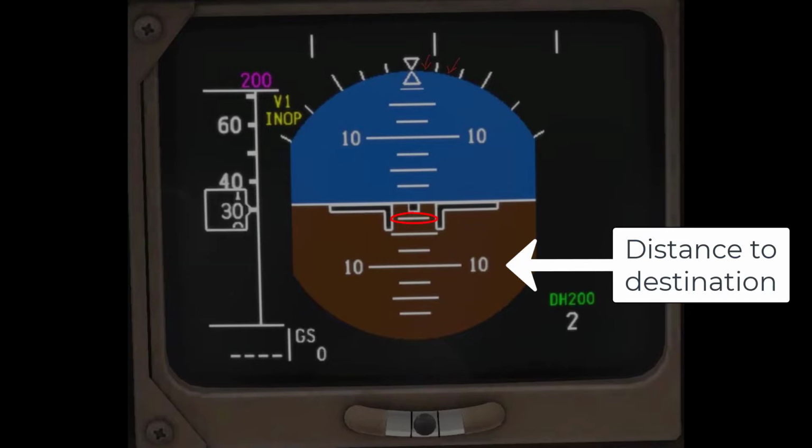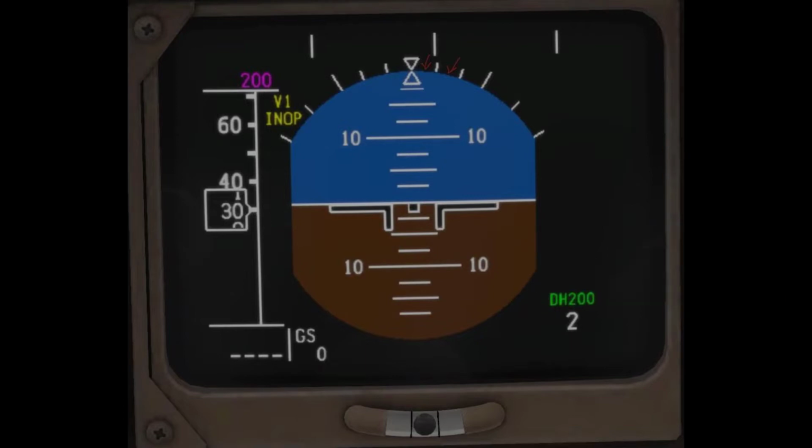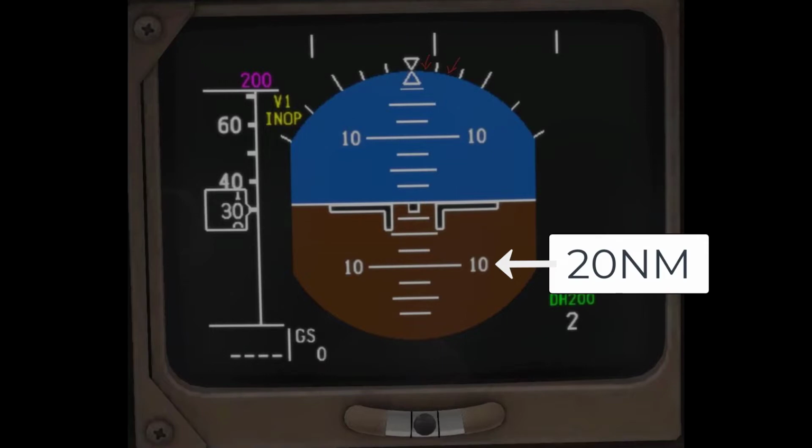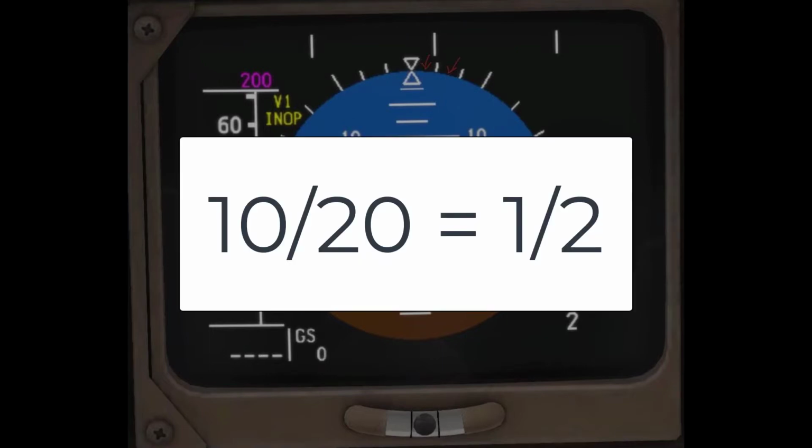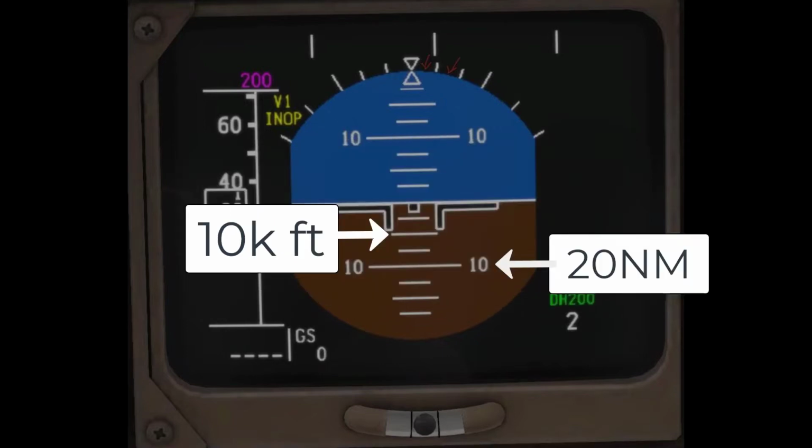So a 2.5 degree nose-low descent would be a quarter, 5 degree nose-low descent would be half, and 7.5 degree nose-low descent is going to be 3/4. For example, if we had 20 miles to our destination and we needed to lose 10,000 feet, I would put 20 nautical miles on the 10 degree nose-low reference, and then 10 over 20 as a fraction becomes 1/2, which means that 10,000 feet would go on the 5 degree nose-low reference.